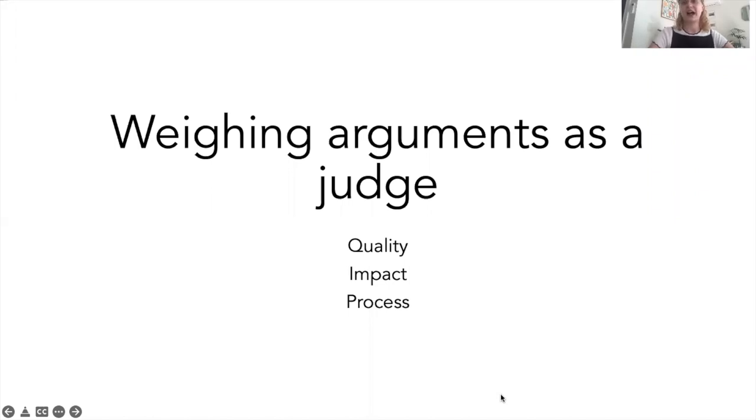So when you're weighing arguments as a judge, this slideshow or presentation is meant to be for beginner judges as well as advanced judges, but also could be helpful if you're planning on speaking at Australs and you want to know how to make your points more persuasive.